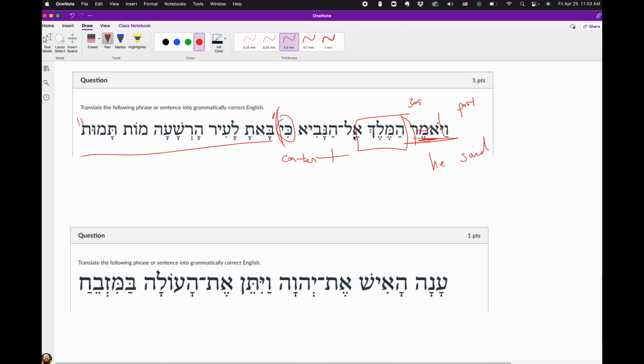All right, so what did the king say to the prophet? Well, this is what he said to the prophet. Bata la'ir ha-resha'a mot tamut. All right, so bata. Bata is from go, or enter, or something like that. Bo, basically. That's my mnemonic. Bo means go, so bo is to go, but it often gets translated as to go in or to enter. So bo in the perfect is going to lose its holam vav, and it's going to take a kametz here. It's going to take a kametz when it has a consonantal suffix. It's going to take a patach.